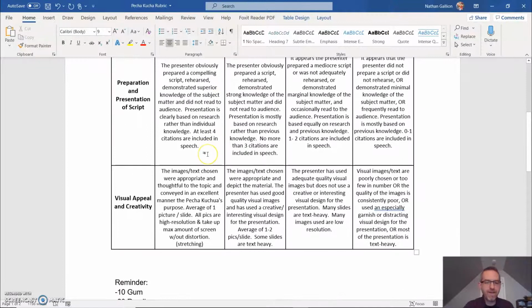Okay. And then finally, visual appeal and creativity. We're going to talk more about this next time. So if you're not sure what some of this is talking about or what I want, don't worry. But since we're looking at the rubric, I'll point it out. It says, the images and text chosen were appropriate and thoughtful to the topic and conveyed in an excellent manner the Pechakucha's purpose. Again, we'll talk about that more next time, but you should be fine.